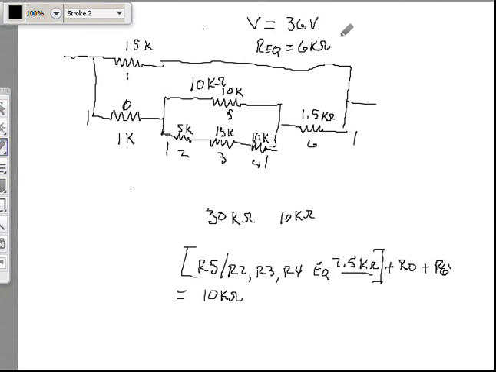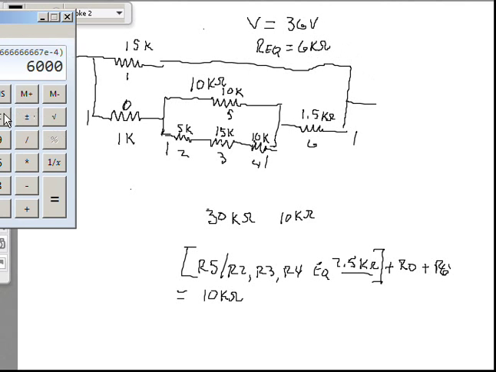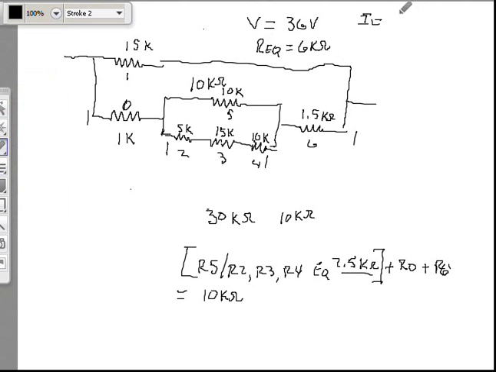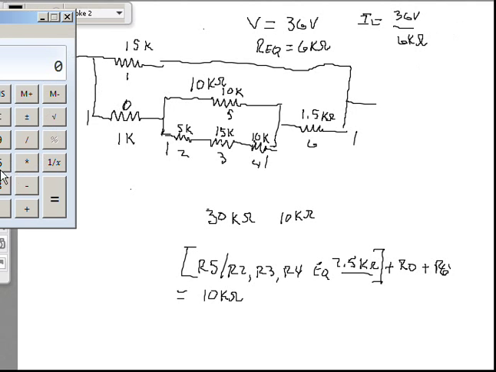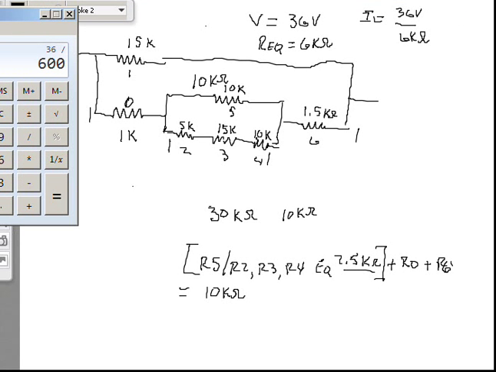So the total current for this whole circuit is 36 volts over 6K, divided by 6,000, equals 6 milliamps.